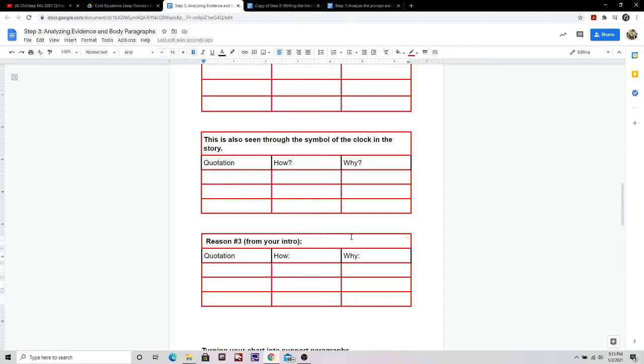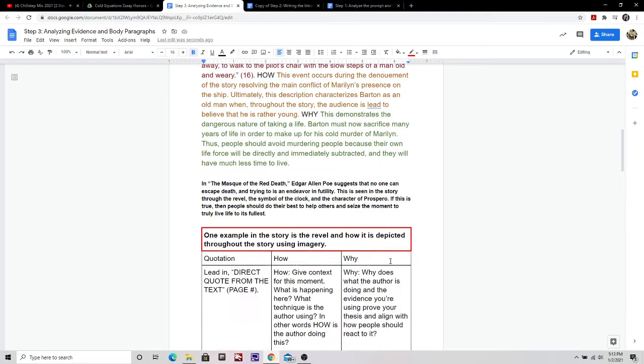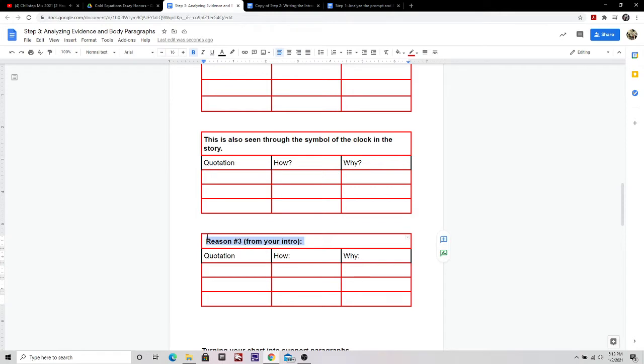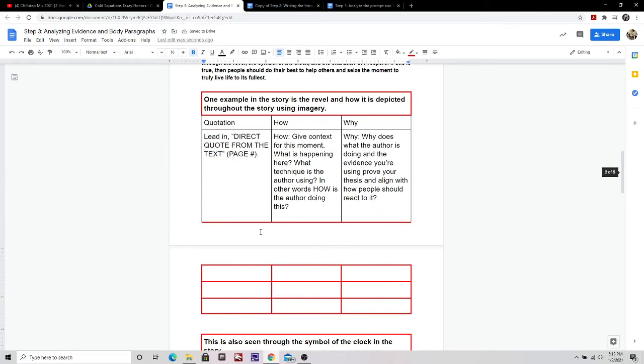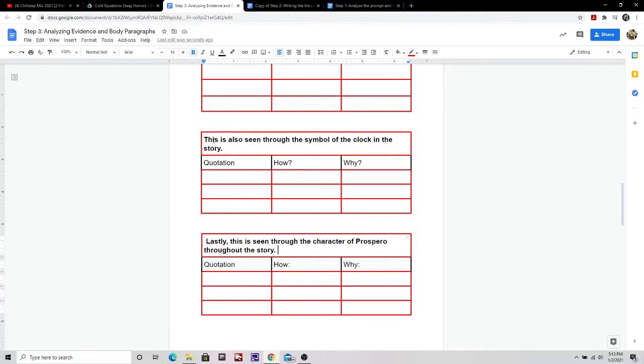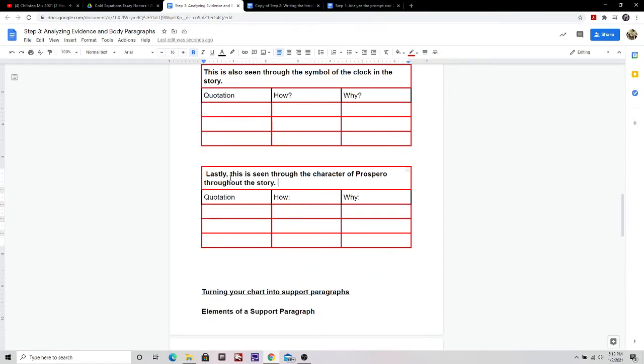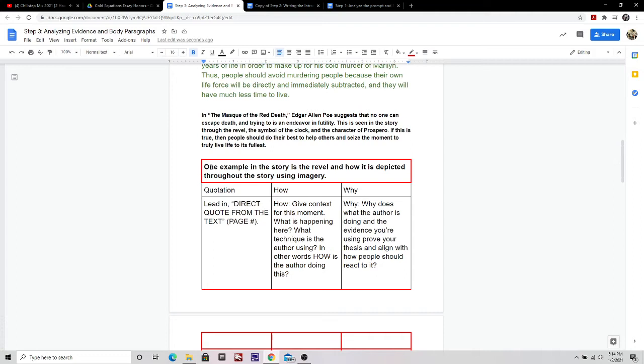So reason 3 from your intro is going to be the character of Prospero, right? Now we want to say here something like, lastly, this is seen through the character of Prospero throughout the story. Okay, now you may notice that I say on the first one example, right? The second one I say this is also seen, and then I say lastly or finally this is seen through the character of Prospero. That's because when I put these into paragraphs, I want to have those transitions that make sense, right? Another way to put this first one is to start with a word like initially, comma, one example in the story is the revel, right? Initially just means first, okay?